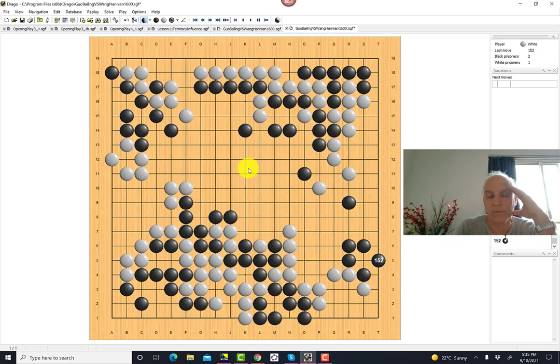Anyway, I hope you enjoyed that game between Guo Bailing and Wang Hanian, two prominent Chinese players in the early part of the Qing Dynasty around 1600.